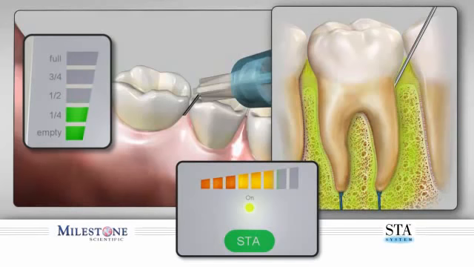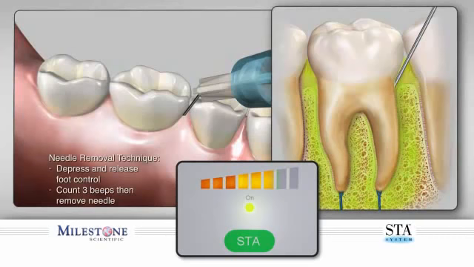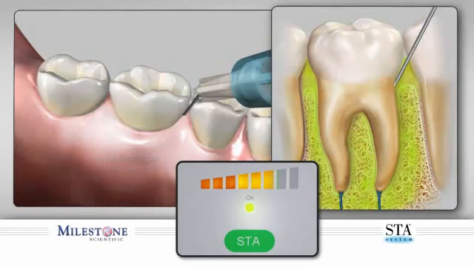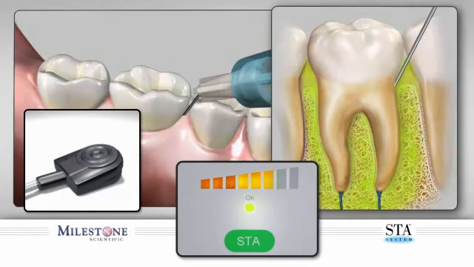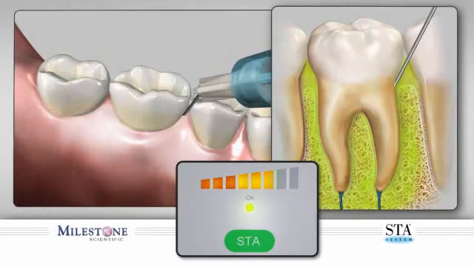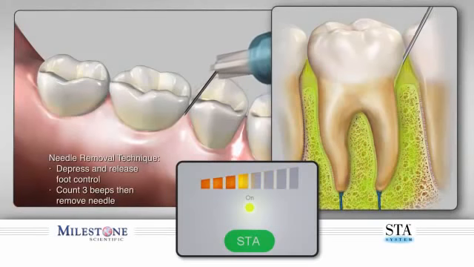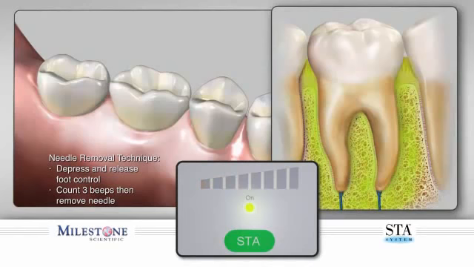As the green LED light dims, you will hear a corresponding louder tone at each quarter cartridge. When you have delivered the required dosage, you can remove the needle. To avoid anesthetic solution sprayback into your patient's mouth, perform the following. While the needle is still embedded in the patient tissues, depress and release the foot control pedal. Count 3 beeps after releasing the foot control, and then totally remove the needle from within your patient's mouth. Direct the needle away from patient, as a small amount of anesthetic solution may still be present.